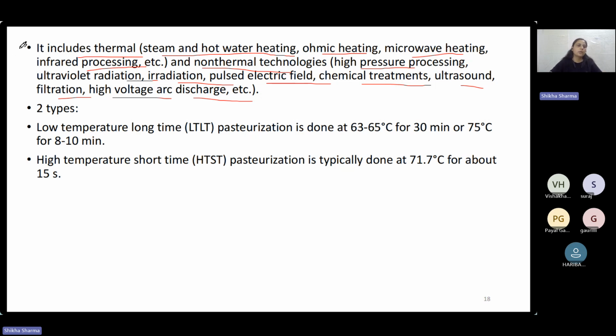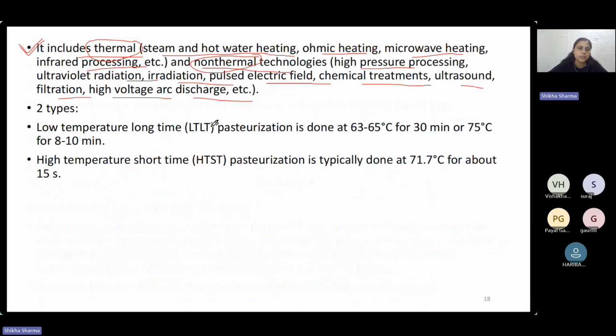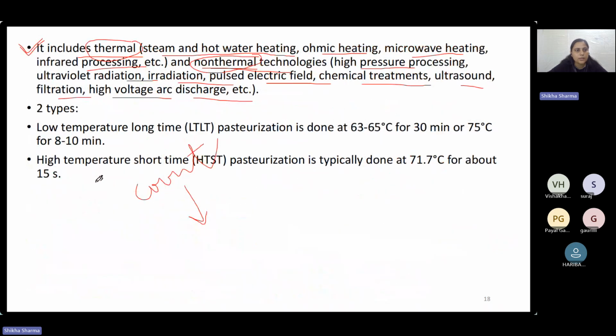So these kinds of methods, both the thermal and non-thermal technologies, they both are included in this kind of treatment, which is pasteurization. It's not just thermal, non-thermal also, because it talks about decreasing the count of microorganisms, right? So let's see this pasteurization.